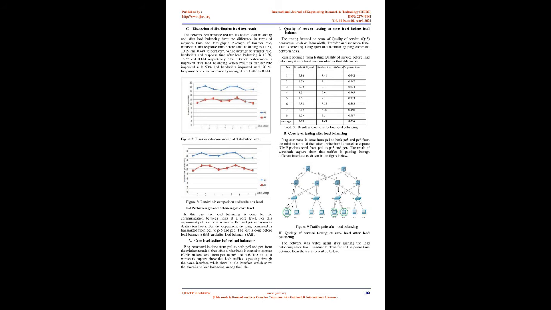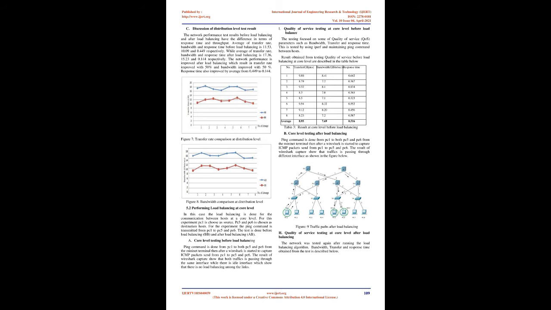The path taken by switch S1 to forward traffic from PC1 to PC3 and PC4 is captured by Wireshark, and also throughput and response time are tested. The test is done before load balancing, BB, and after load balancing, IB. A. Distribution level testing before load balancing.